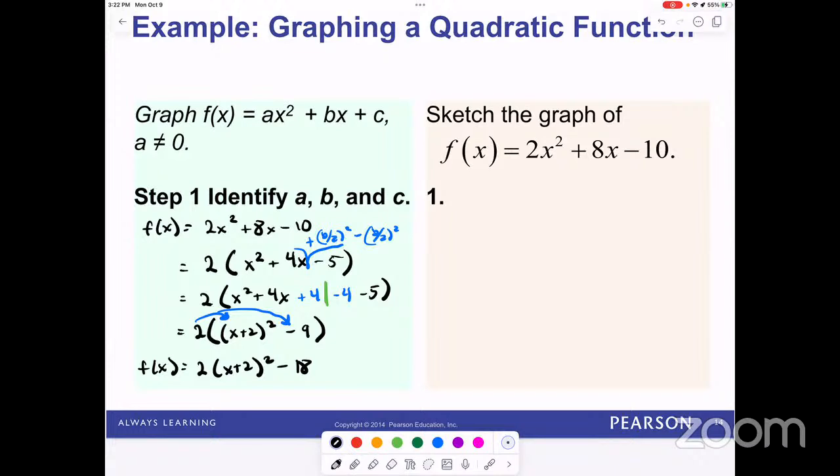Okay. So once it's in this form, we can quickly identify the coordinates of the vertex. So our h comma k is negative 2, negative 18. Our h is negative 2, and our k is negative 18. Our leading coefficient, which is a, is 2. Notice that that's positive, so our parabola opens upward, and our axis of symmetry is x equals negative 2.